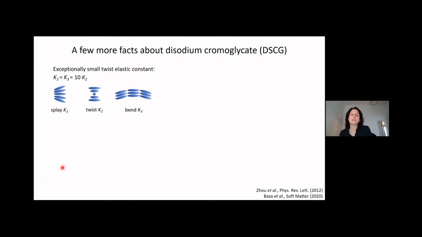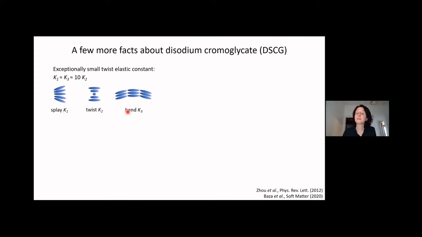So a liquid crystal in the nematic phase has 3 modes of elastic deformation. It can either deform in a splay type of deformation, in a twist type of deformation, or in a bend type of deformation. And now for these lyotropic liquid crystals, the twist mode is the energetically cheapest one, where the twist elastic constant is about a factor of 10 smaller than the elastic constants of splay and bend.